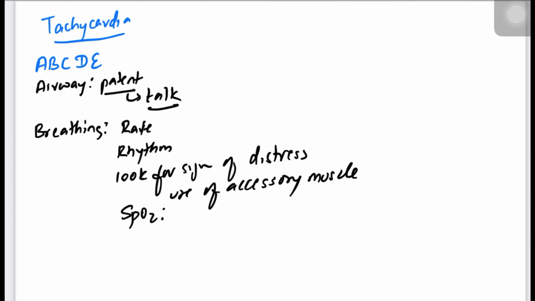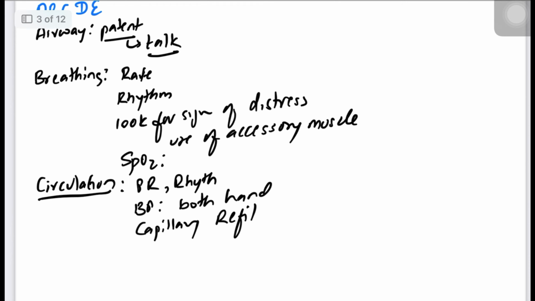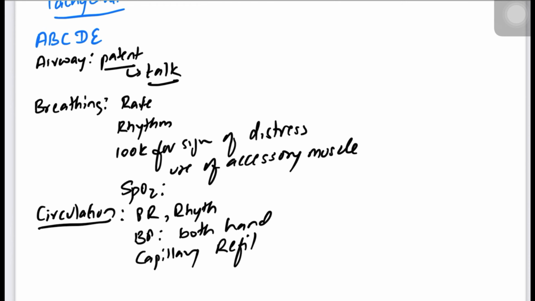After checking airway and breathing, you have to check circulation. In circulation, you check the pulse of the patient: pulse rate and rhythm of the pulse. Take blood pressure, in both hands if possible. If not, for a very rapid assessment, you can also check capillary refill time, and by this you will have a rough idea about the circulation.